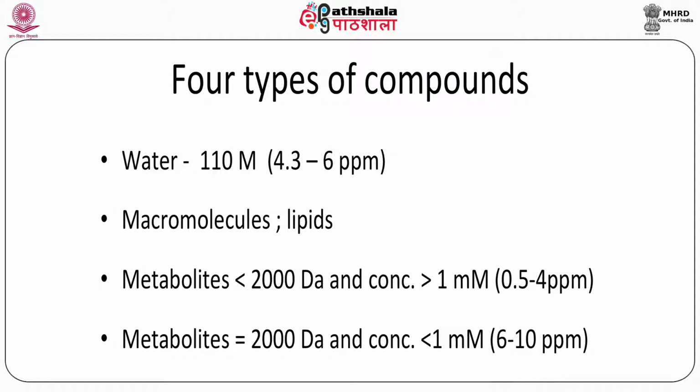Now let us discuss the proton MRS spectrum. Let us start with the composition. The proton MRS spectrum predominantly contains water, which resonates at 4.3 to 6 ppm, macromolecules, the lipids, metabolites which are less than 2000 daltons resonating at 0.5 to 4 ppm, and metabolites less than 1 millimole resonating at 6 to 10 ppm.